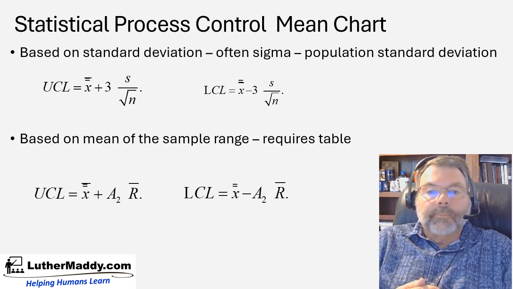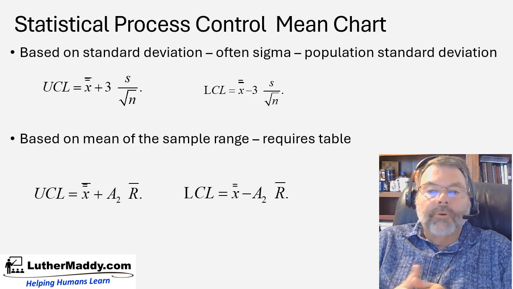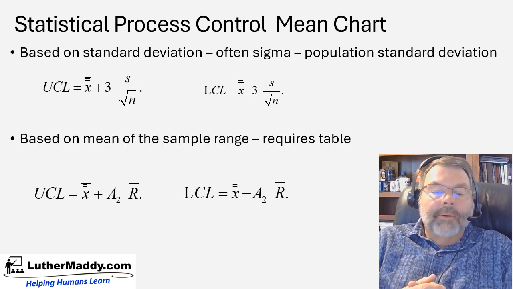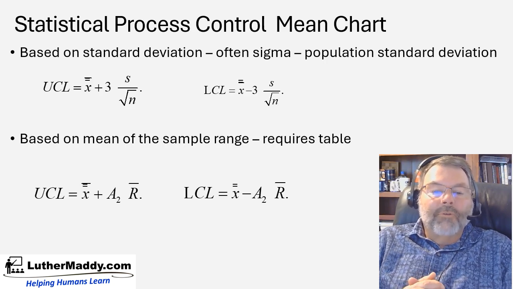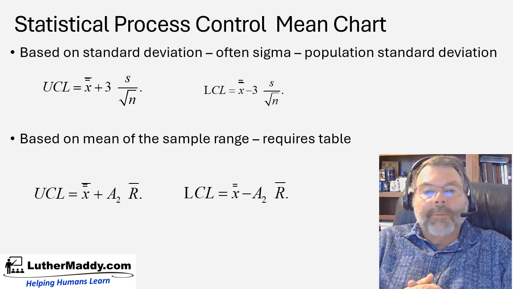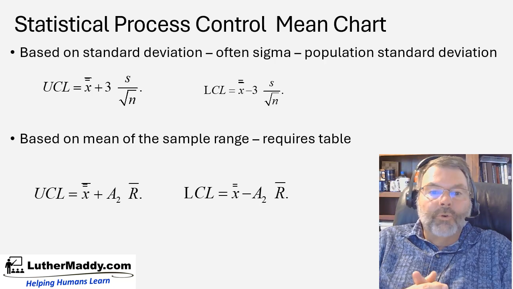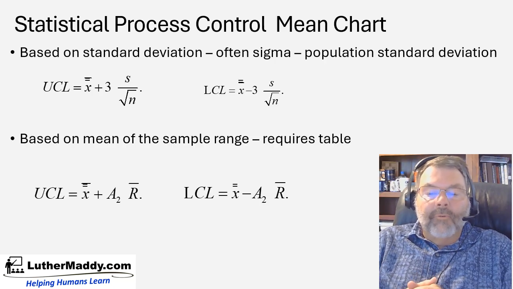Now if we're working with ranges, when we don't have the standard deviation or we don't want to compute the standard deviation, it's similar but a little bit different in that we have a new variable here called A sub 2. So the upper control limit is going to be the grand mean plus a value that we're going to look up in a table, A sub 2, times the average or the mean of the ranges. The lower control limit, same thing, is just subtracting from the grand mean the A sub 2 times the mean of the ranges. Now, you usually will have tables that will find the A sub 2.